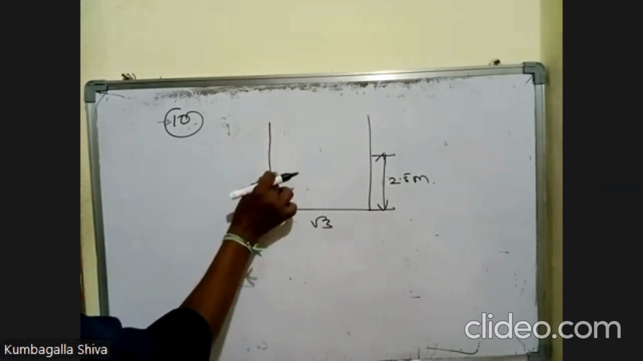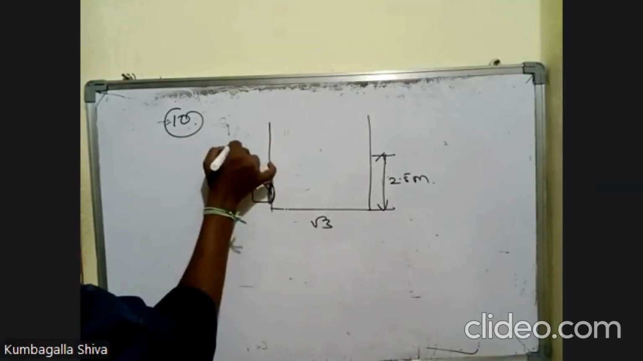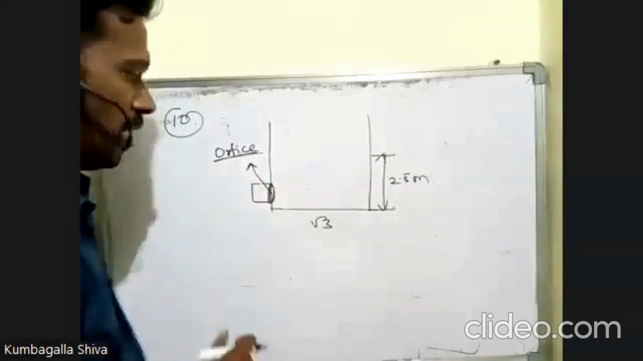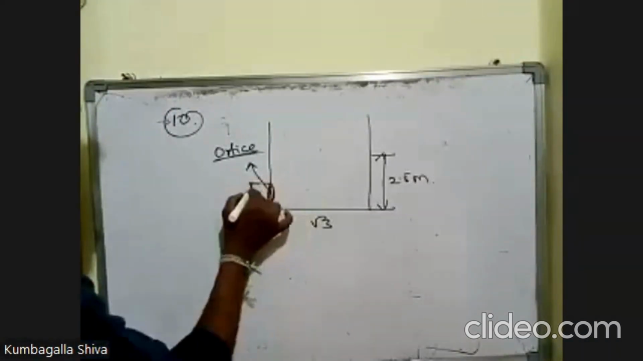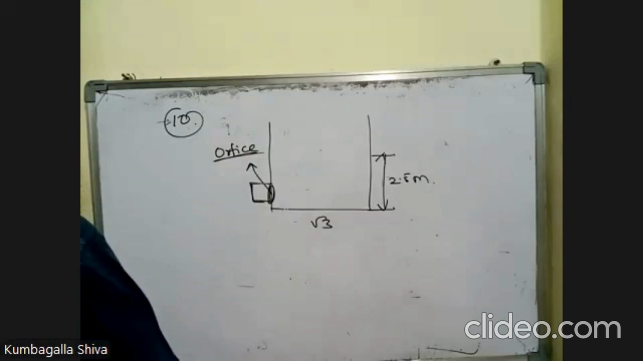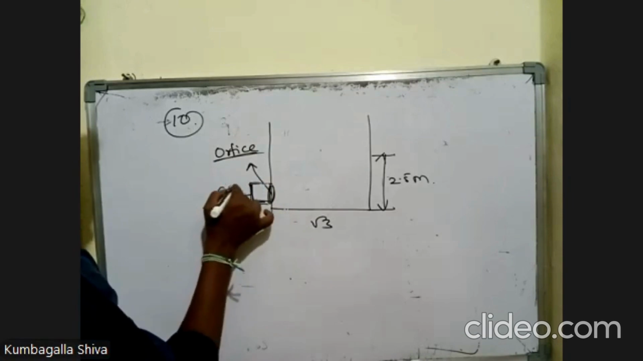There is a small hole in the vertical wall. Here, this is a vertical wall, and you have a small hole. The small hole, we call it an orifice. For this orifice, you have a closing cap, a small cap closing the hole.